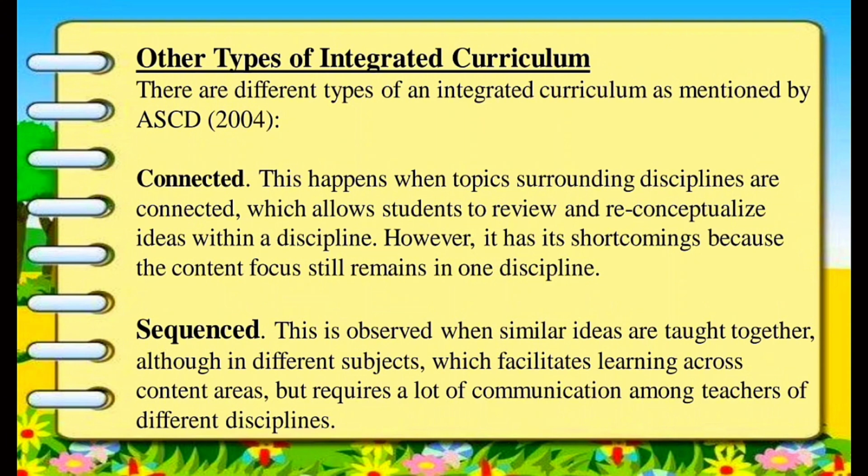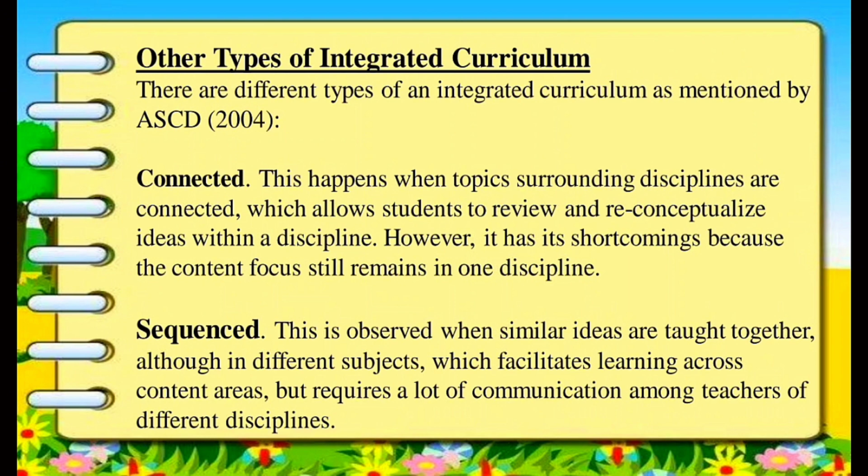And then sequence. This is observed when similar ideas are taught together, although in different subjects, which facilitates learning across content areas but requires a lot of communication among teachers of different disciplines. So, sequence. Similar ideas are taught together but in different subjects.